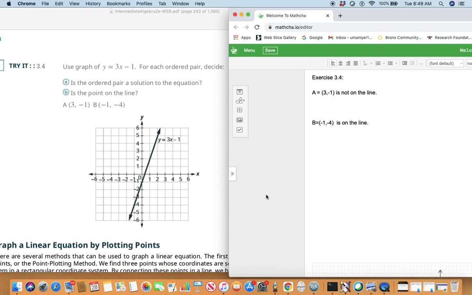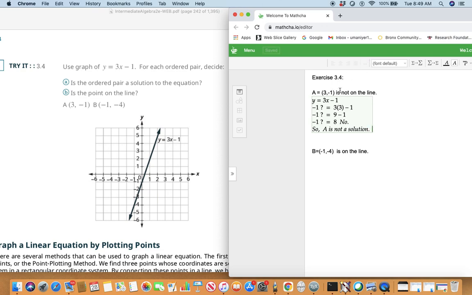Now you want to check whether A is a solution, and whether B is a solution, of the equation y equals 3x minus 1. Substitute the y coordinate for y. Is it equal to 3 times the x coordinate minus 1? Left hand side is negative 1. Is it equal to 3 times 3, which is 9, minus 1? Is negative 1 equal to 8? No. So A is not a solution.